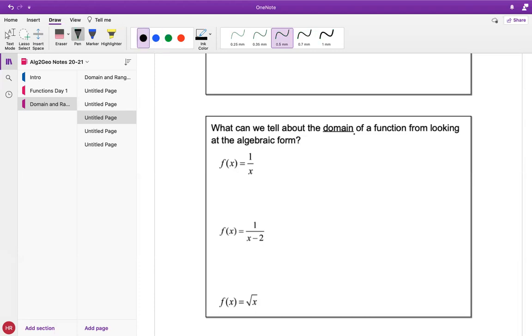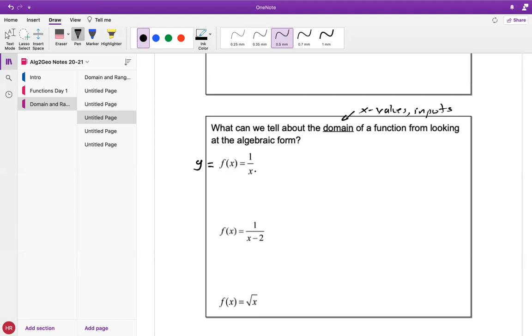So what can we tell about the domain of a function by looking at the algebraic form? This is a function, f of x equals 1 over x, or you could say y equals 1 over x. They have the same meaning. When we're talking about y, this is for coordinate axes. This is for just anything. And the question about the domain is always, remember, this is about x values or inputs. And the question is, what x's can we put in here? And the answer is most of them.